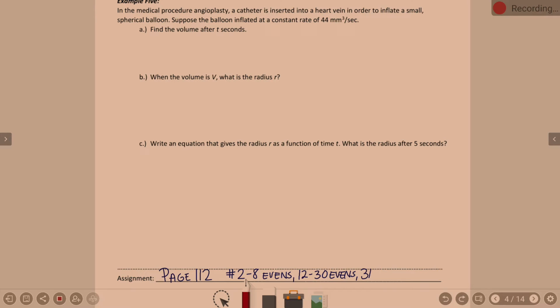And we're being asked to find the volume after t seconds. What information do they tell me about volume? What do we know? 44 millimeters cubed per second. And we know 44 millimeters cubed is volume because it has the label of cubed, right? Power of 3, that's our volume. So right there, that's what they tell us: that the balloon inflates at 44 cubic millimeters per second.